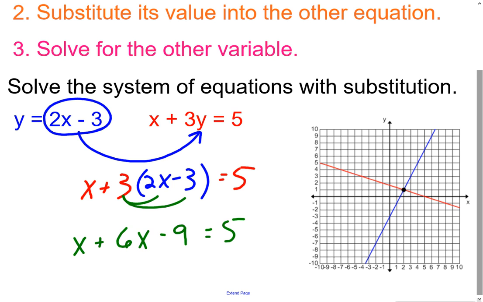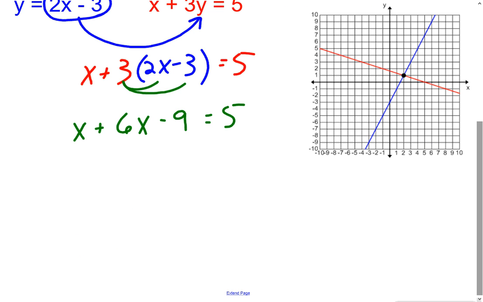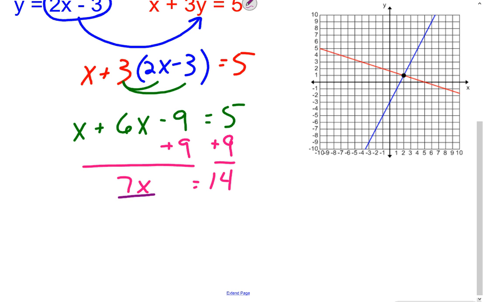At this point, I would add 9 to both sides of my equation. And then the left side, x plus 6x is 7x. Right side is 14. Divide both sides by 7, and we'll find out that x equals 2.